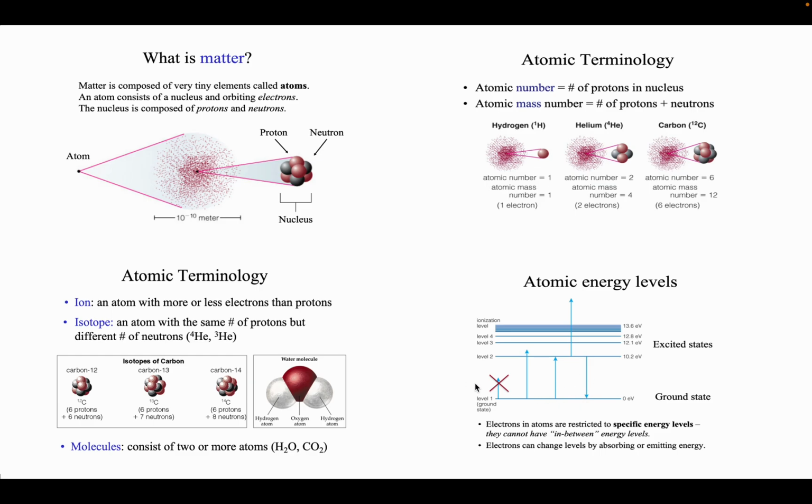So if some photon is falling on the atom, and that photon has the same energy as the difference between any of the energy levels, then only the electron can absorb that photon and go to the higher energy level. Otherwise electrons cannot change the energy level. Electrons can change energy levels only by absorbing a photon or emitting a photon.